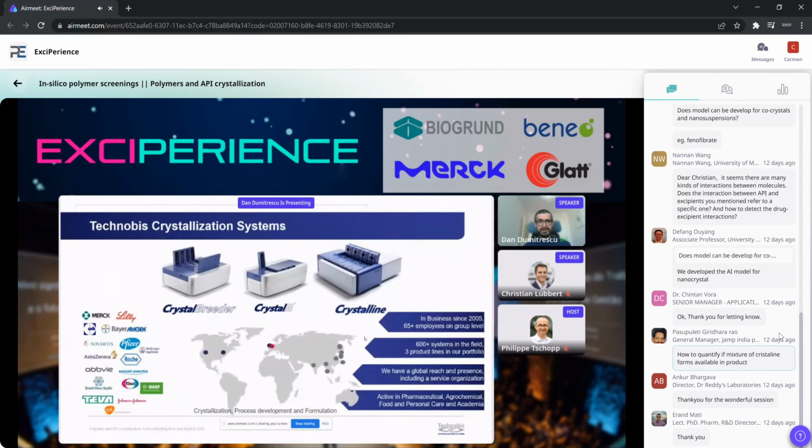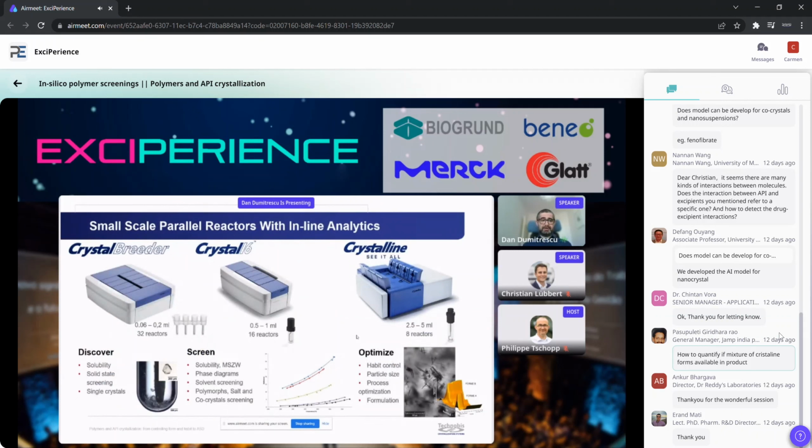So just a bit about our company, Technobis Crystallization Systems. We are a company located in Alkmaar, the Netherlands. We are specializing in crystallization equipment with over 600 products in the field. And we are proud to say that 60% of top 50 big pharma companies use at least one of our pieces of hardware.